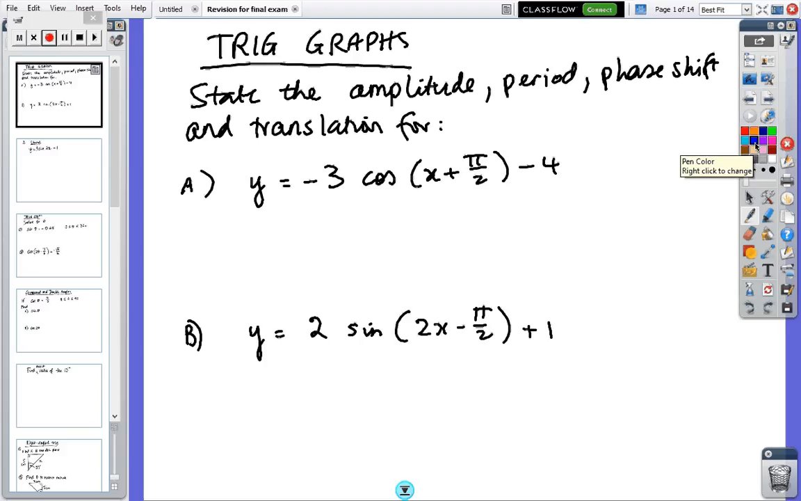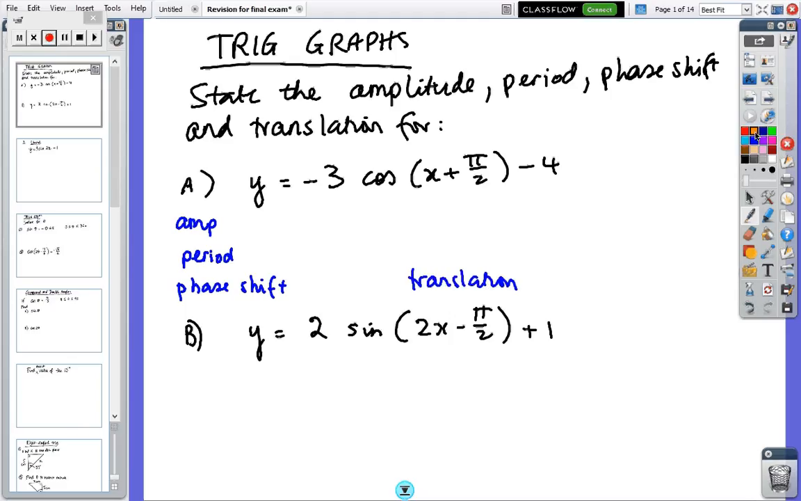Okay, you've had a go, hopefully. We'll just do the first one. So we'll do amplitude, period, phase shift, and we've run out of space, translation.